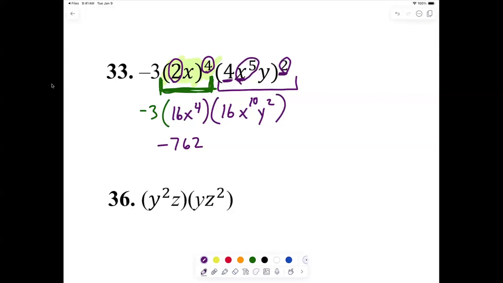And now how many x's? You're multiplying these. Oh, okay, 2 ones. What would the x be? X to what power? Still 14. And then y to 2.